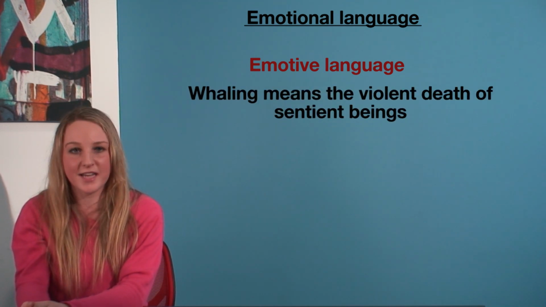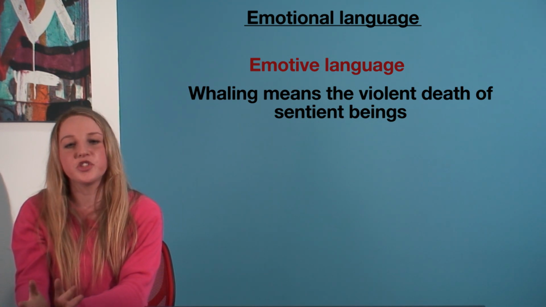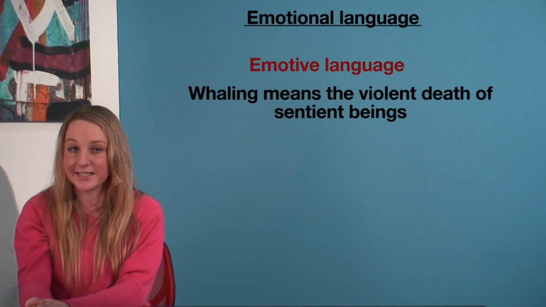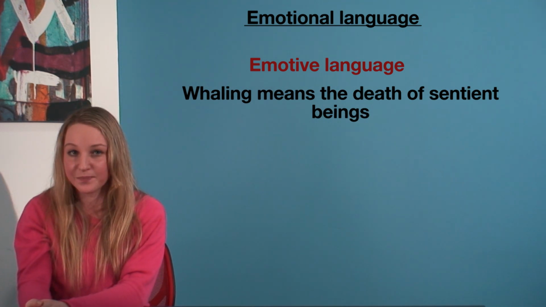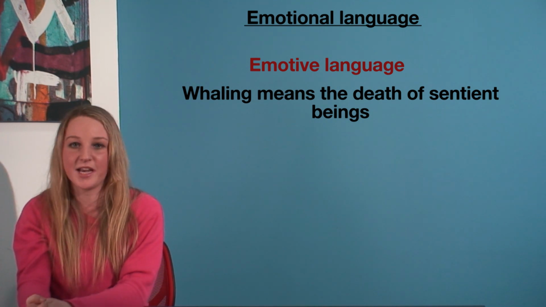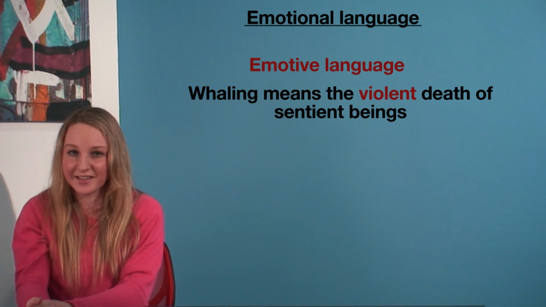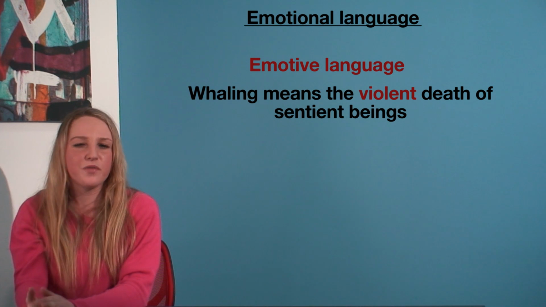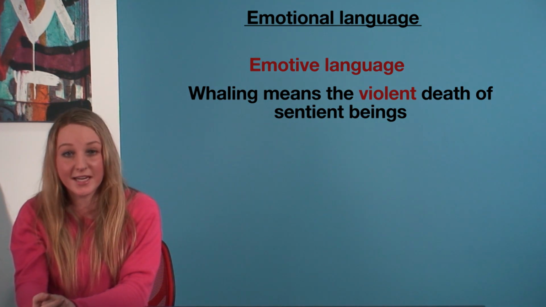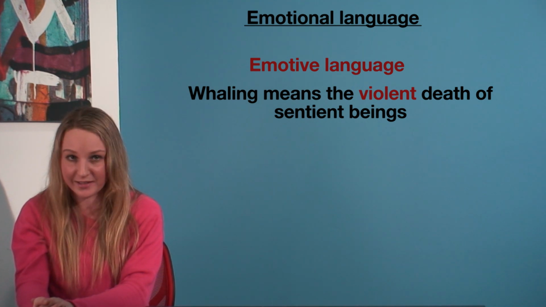Whaling means the violent death of sentient beings. In this sentence, there's a word that changes the tone of the sentence instantly. If you remove violent, you have a statement of fact. Whaling does mean the death of sentient beings. However, when you put violent in, suddenly the sentence is filled with sympathy and sadness. Violent makes us think of something being bloody and painful, which directs us to be emotionally opposed to whaling.